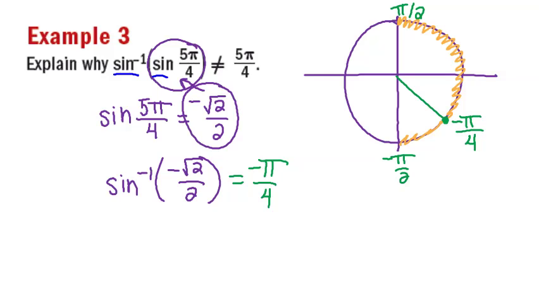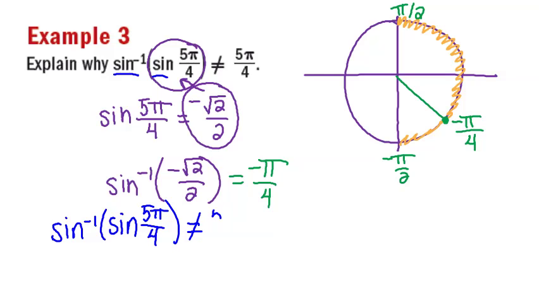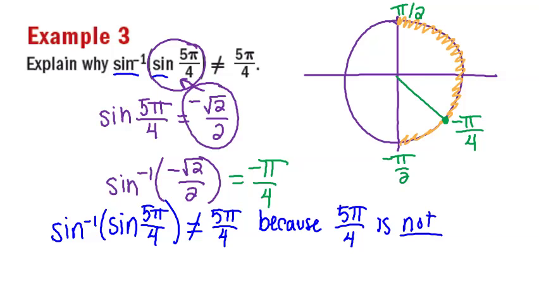And we would say that if we wanted to fully write out our answer, sine inverse of sine of 5 pi over 4 does not equal 5 pi over 4, because 5 pi over 4 is not in the range of the sine inverse function. So we can't actually get that out of a sine inverse function as an answer.